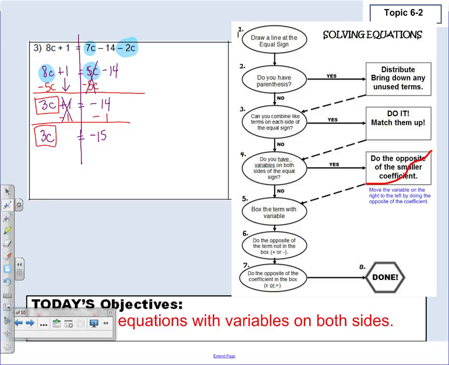The last step, do the opposite of the coefficient in the box. This is 3 times c, so division. To do the opposite of multiplication, we will divide by 3. 3 divided by 3 leaves us with just the c. And negative 15 divided by 3 is a negative 5.